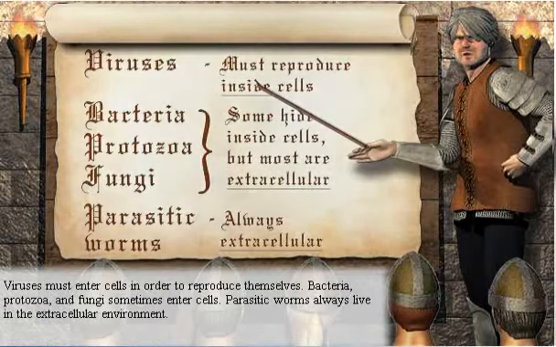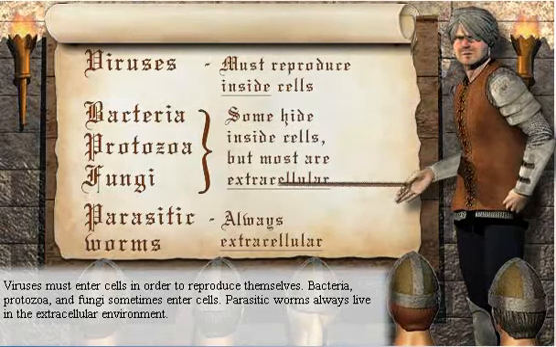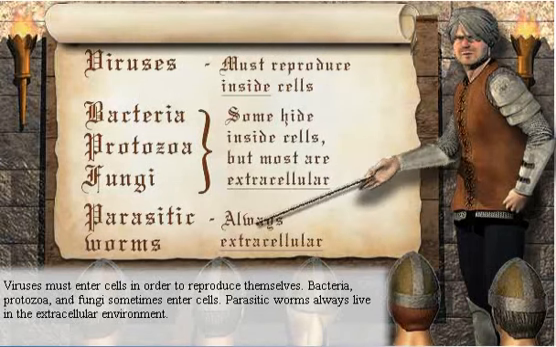Viruses must enter cells and seize control of the intracellular machinery to reproduce themselves. Eventually, they leave their host cells to find their next victim. Bacteria, protozoa, and fungi sometimes hide in cells to escape detection from the immune system, but are most often found outside cells. Naturally, given their size, parasitic worms always live in the extracellular environment.